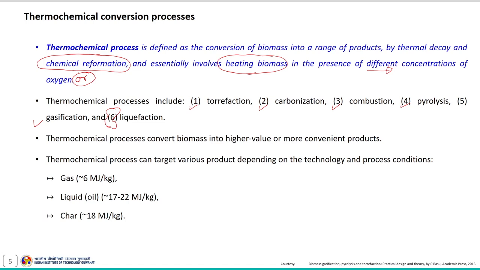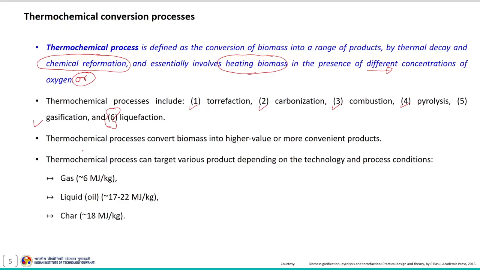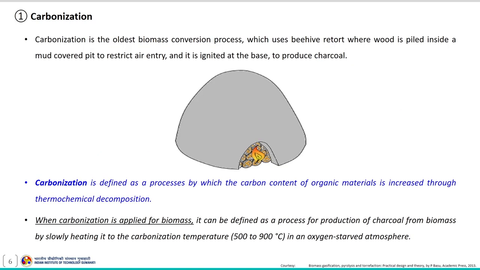The advantage of using these thermochemical conversion processes is that they convert raw material, that is biomass, into high value or more convenient products. The thermochemical processes can target various products depending on the technology and the process conditions which are used, and mainly they produce gaseous products, liquid and solid char. So, first we will discuss the carbonization process.